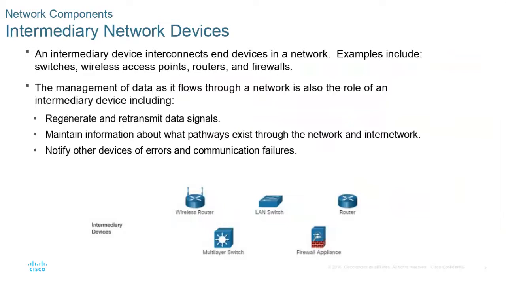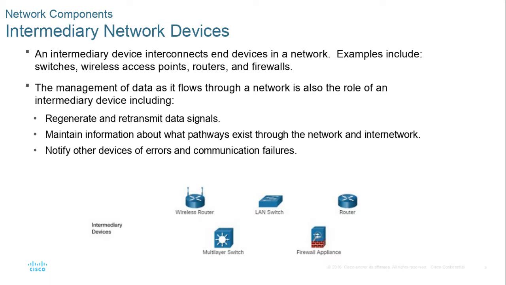An intermediary device is a device that makes path determination decisions. Examples would be your home router, a local area network Ethernet switch, a router that connects different networks together, a firewall device which has security code in it that prevents bad stuff from coming into the company network. Their job is to regenerate and retransmit data signals. Electricity flowing through an Ethernet cable eventually starts to peter out. It's got to be strengthened up and regenerated before it goes over the next wire.